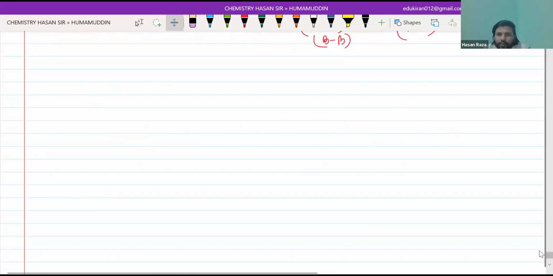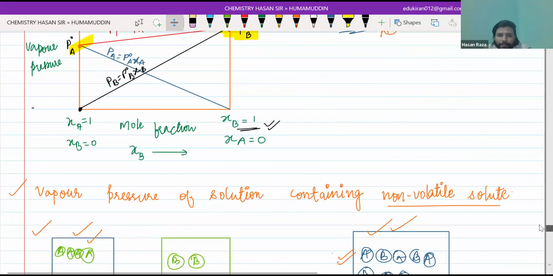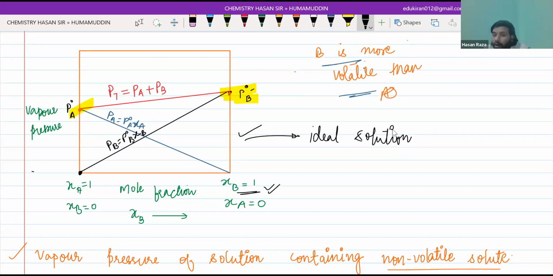Now, I have already drawn a graph for Raoult's law, and this graph is basically for the ideal solution. There will be other graphs for non-ideal solutions showing positive deviation and negative deviation. If the line is straight, then it is an ideal solution. Now I'm going to show you the positive and negative deviation. Just wait a minute.